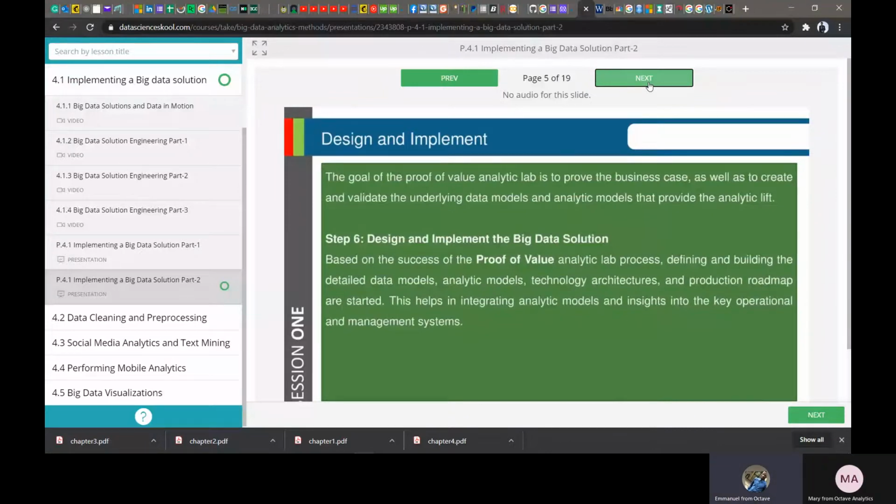So design and implement phases are the last stage here. Design and implement the big data solution.